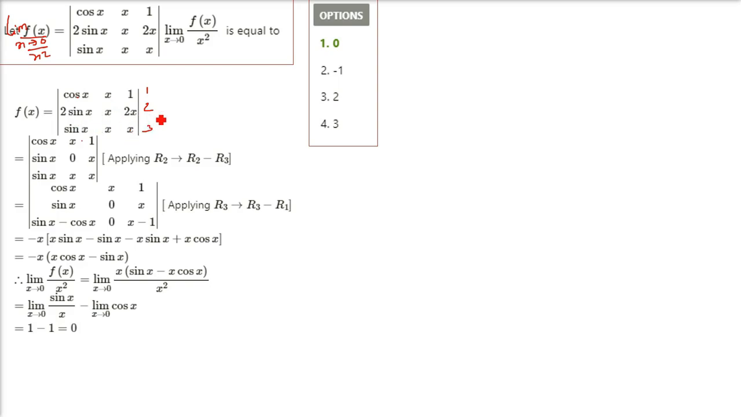And when we do row 3 minus row 1, what do you get? You get x minus x and x minus 1. So let us do like that, or any other row or column combination that gives an easier determinant to compute. So I am doing R2 minus R3. Row 2 minus row 3 will be 2 sin x minus sin x, sin x, x minus x is 0, 2x minus x is x. Next is R3 minus R1: sin x minus cos x, x minus x is 0, and x minus 1.